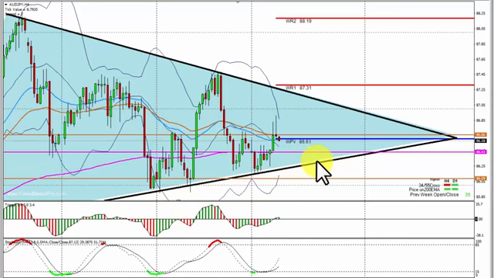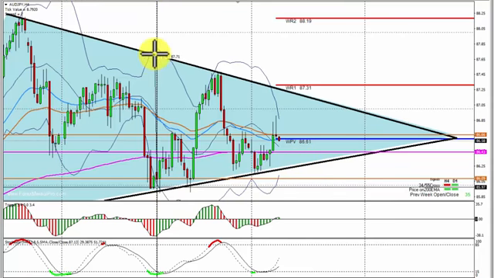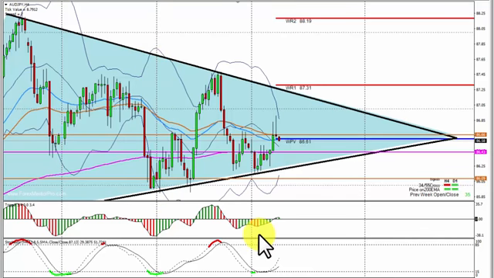So if the neckline breaks to the downside, let's quickly have a look here, then there's a possible move of about 174 pips to the downside. So let's keep our eyes on that one, but we need a clear break first.